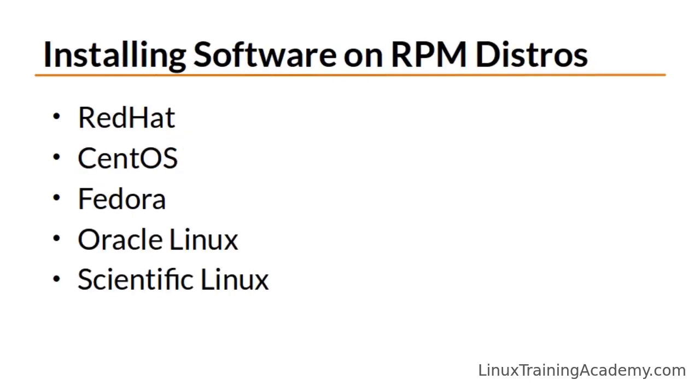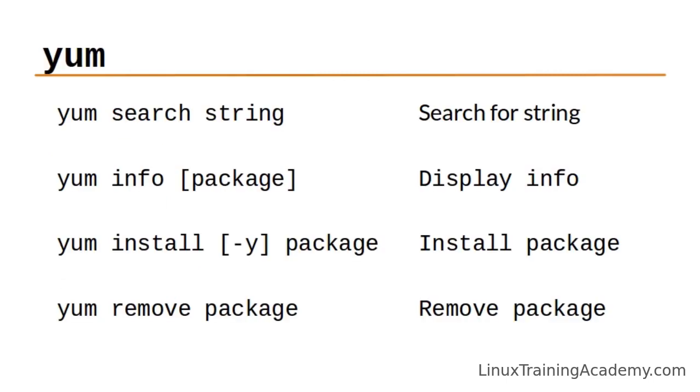Here is a list of distributions that are based on the RPM package format. RPM stands for Red Hat Package Manager. Obviously, the Red Hat distribution uses RPMs, as well as CentOS, Fedora, Oracle Linux, and Scientific Linux. The yum command line utility is a package management program for those Linux distributions that use RPM packages. You can find packages to install with yum search and provide it a search string. You can also display information about a package or an application by using yum info and the package name.